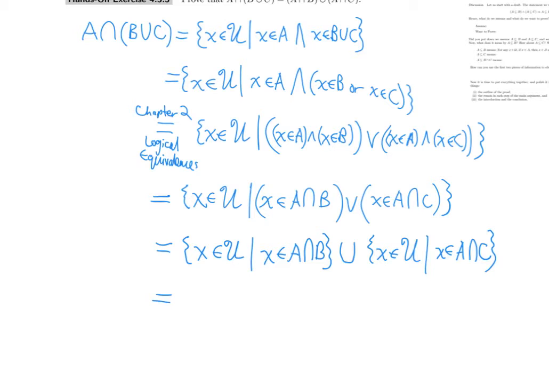As I was starting to say, the first set here is actually exactly what A intersect B means. So I'll just write A intersect B for that. And then union, similar observation for this second set. This second set is actually just A intersect C. Okay.